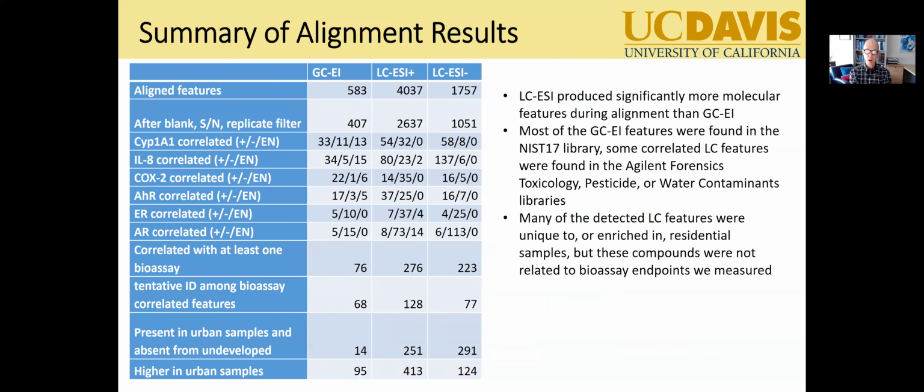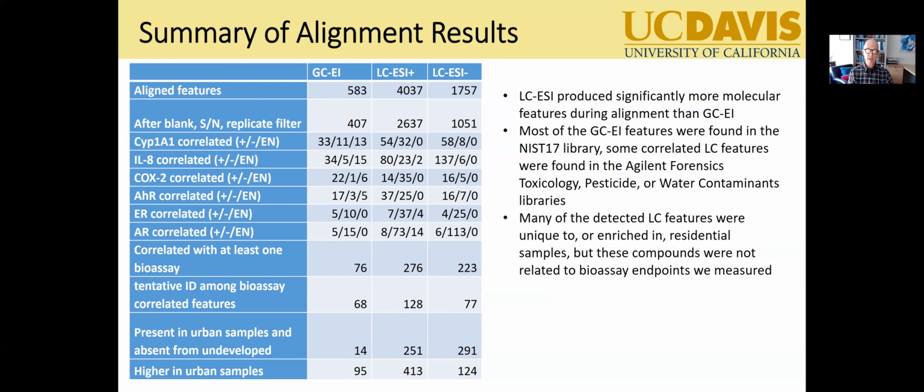We do a series of quality control processes on those aligned features. We remove things with low signal to noise. We remove things that are present in the blank at an appreciable level. We remove things that aren't present in replicate injections in the case of LC. And then with that remaining set of features, which is still in the hundreds to thousands domain, what we're looking for is a correlation between the response, and in this case, we're using Spearman rank order correlations between the bioassay responses and the abundance of a feature.